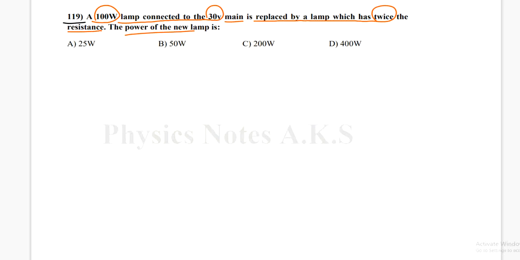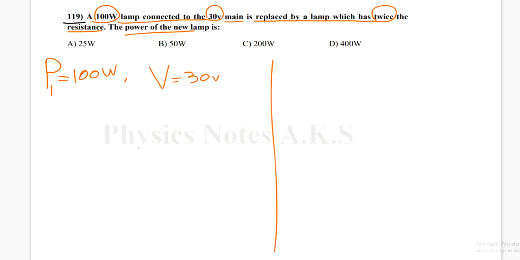So, they say a 100-watt lamp. It means I have a first lamp with a power. Of course, watt is the unit of power. It is 100 watt. It is connected to the 30-volt main. This is the potential difference, which is 30 volt.